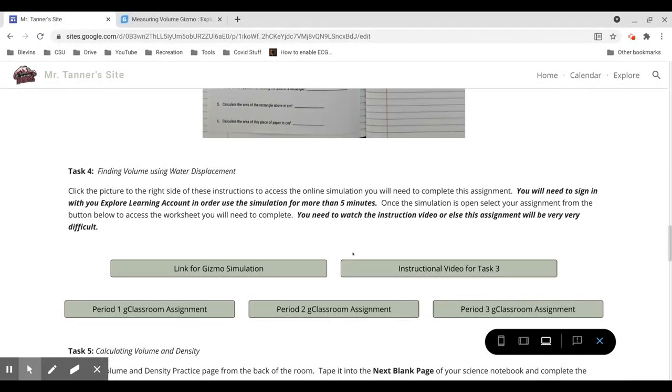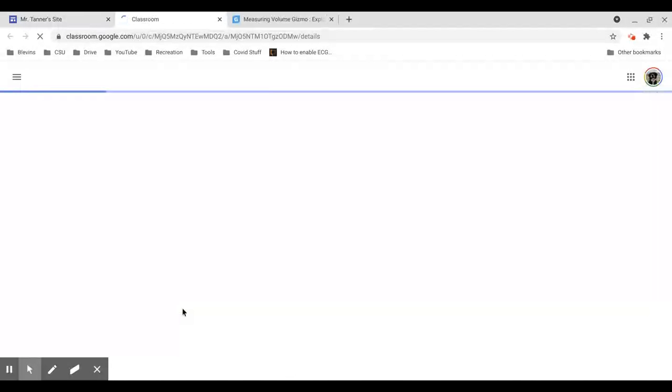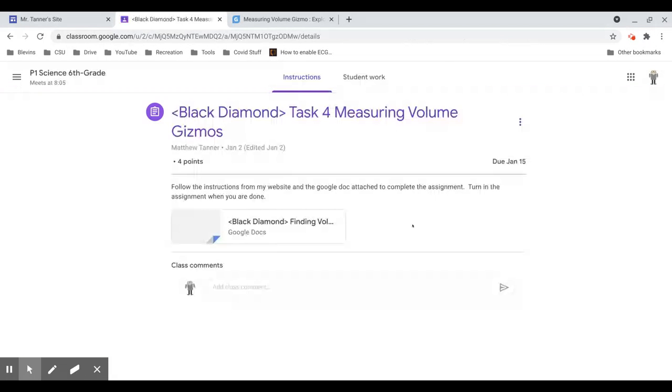Equally important to the actual Gizmo is the instructional video. This video on this button will walk you through exactly how to use the simulation and what information you're going to need. And then there's also finally a Google Classroom link. And the Google Classroom link is the assignment you need to complete.